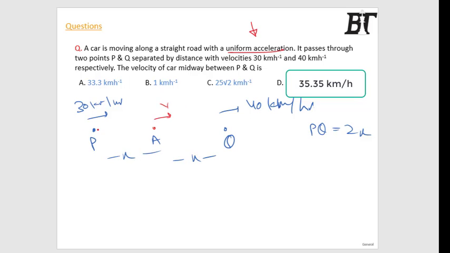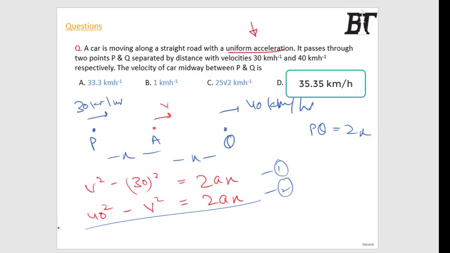So applying equation of motion between P and A, we can write v square minus 30 square equals 2ax, and applying the same equation between A and Q, we can write final velocity as 40. Therefore 40 square minus v square equals once again 2ax.